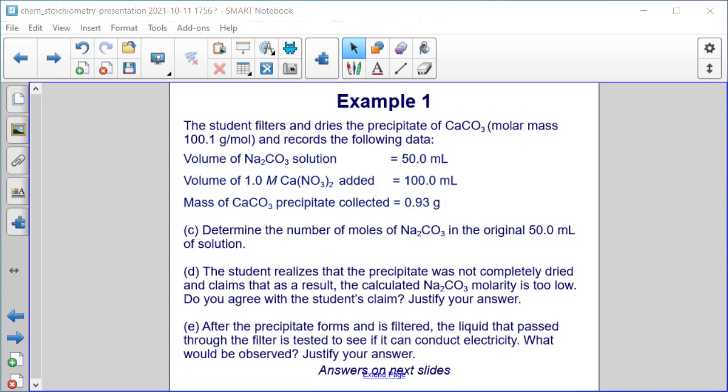Given that data, in part C, we're going to determine the number of moles of Na2CO3 in the original 50 milliliters of the solution. In part D, the student realizes that the precipitate was not completely dried and claims that as a result, the calculated Na2CO3 molarity is too low. Do you agree with the student's claim? And make sure you justify your answer. And then in part E, after the precipitate forms and is filtered, the liquid that passed through the filter is tested to see if it can conduct electricity. What would be observed? And again, justify your answer.